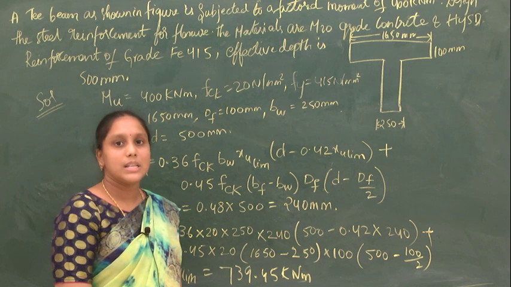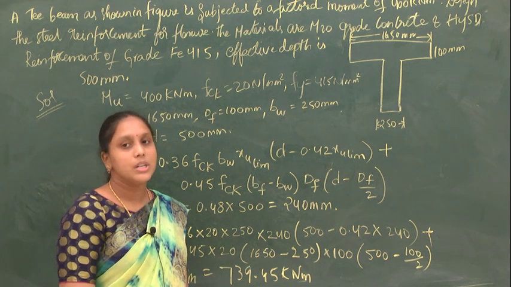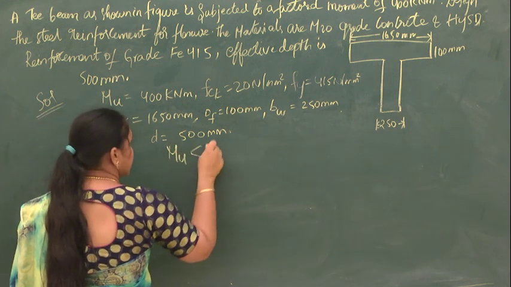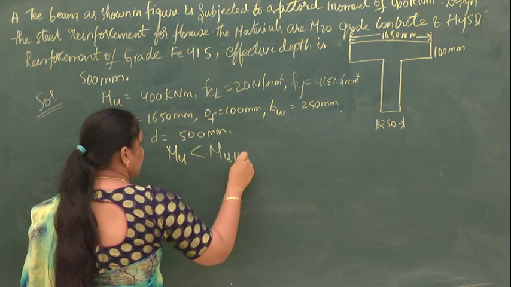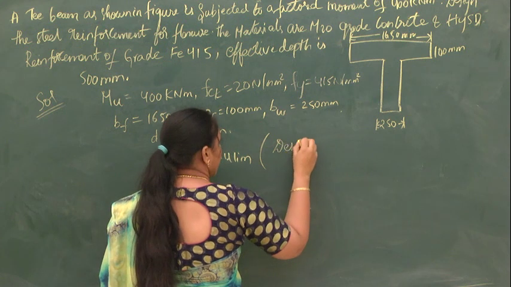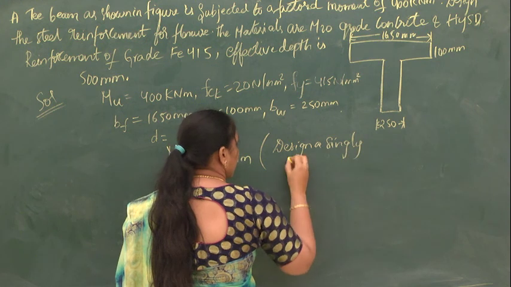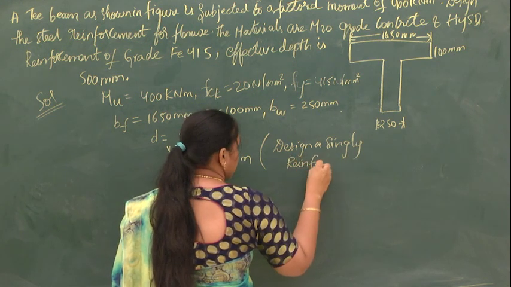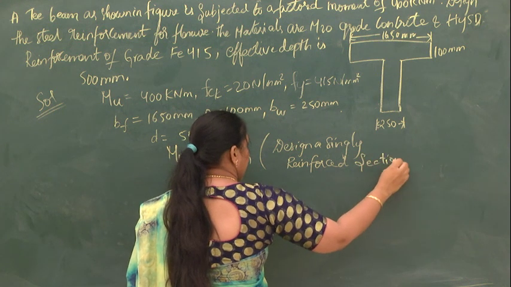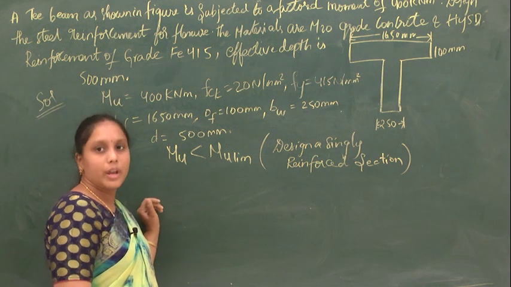So if Mu is less than Mu limit, you have to design for a singly reinforced section. So what do you have to design for? You have to design a singly reinforced section. A singly reinforced section has to be designed. Now what is the next step? What do you have to do?